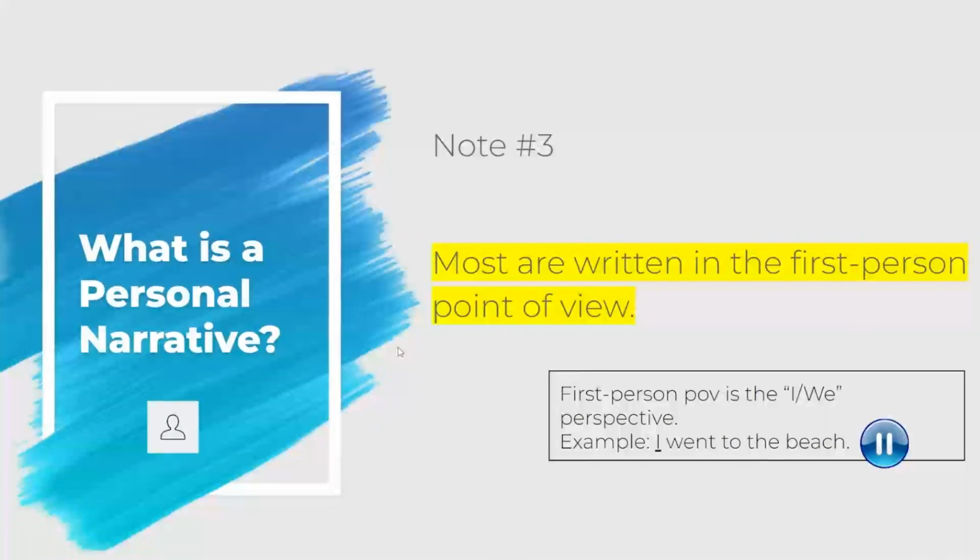Most personal narratives are written in the first person point of view. So think I, me, my. I went to the beach. I did this. It's from a first person perspective. You are the narrator.